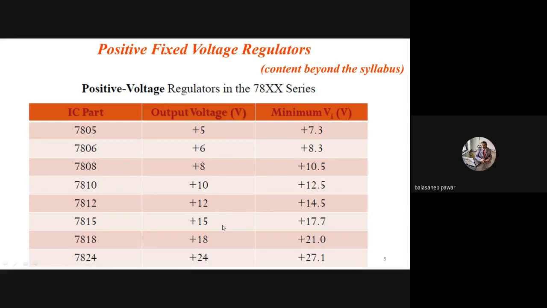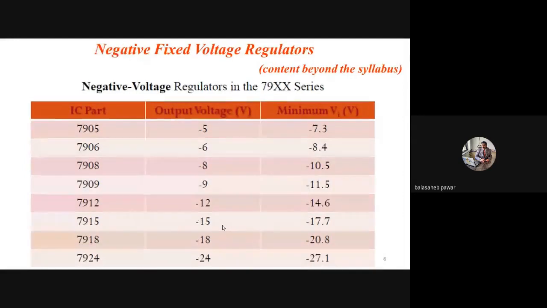Got it? So in general, we can say the input requirement for the 3-terminal IC regulator is 2 to 3 volts extra than its rated output voltage. Okay? Similarly, I will show you the next, that is the 79 series. Again, you can concentrate on the first one, that is 7905.